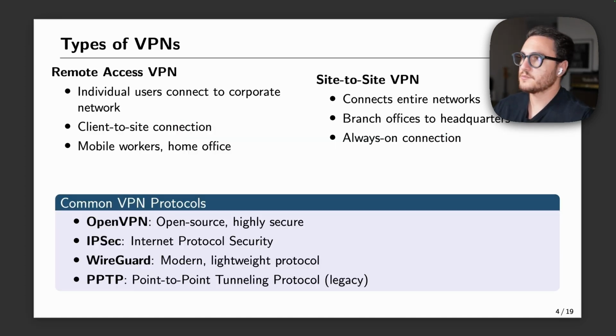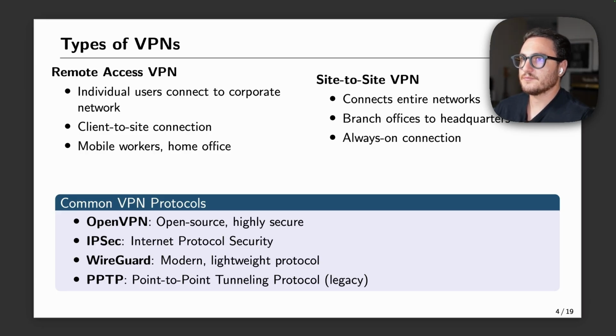There are mainly two types of VPNs. You have a remote access VPN where individual users connect to a corporate network, and this is a client to site connection. You can think about home workers, home office, and this is the one that we're going to focus our attention on.